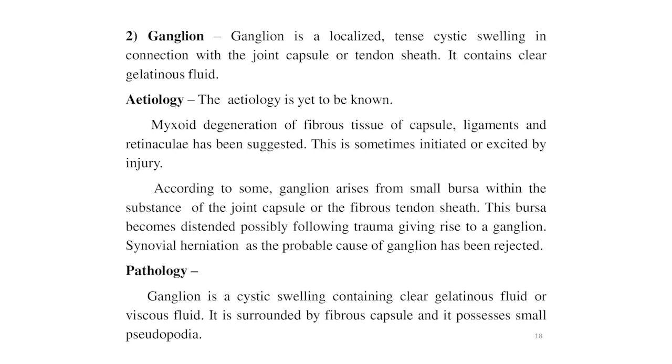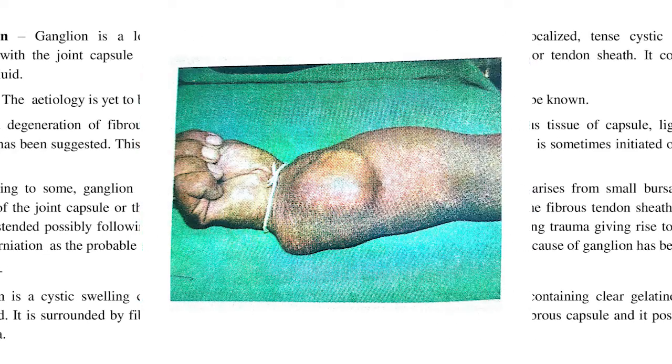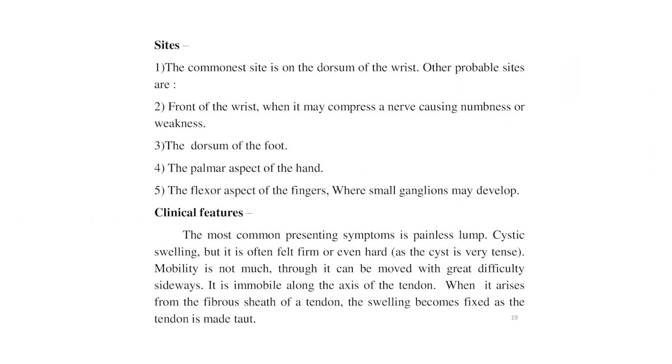Now, the pathology of this ganglion is a cystic swelling containing clear gelatinous or viscous fluid. It is surrounded by a fibrous capsule and it possesses small pseudopodia. Dear students, here is a good picture showing a ganglion on the volar aspect of the wrist. Now, the sites of the ganglion: the commonest site is the dorsum of the wrist. Other probable sites are the front of the wrist, where it may compress a nerve causing numbness or weakness, the dorsum of the foot, the palmar aspect of the hand, and the flexor aspects of the finger, where small ganglia may develop.